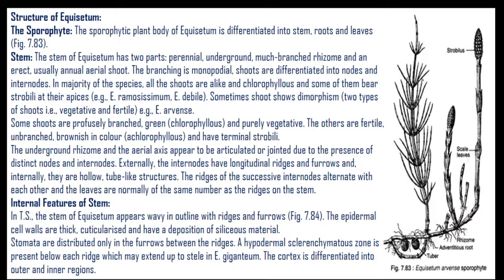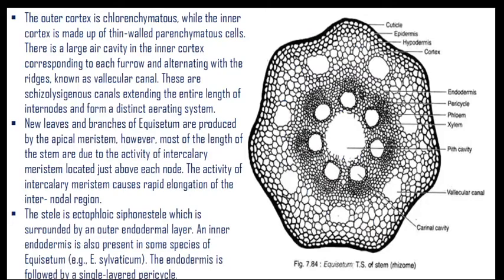Stele means vascular bundle. The cortex is differentiated into outer and inner regions, which is shown in the diagram. So this was the stele, this is the pith cavity, and this complete structure is nothing but a cortex, which shows a canal. So the outer cortex is sclerenchymatous.